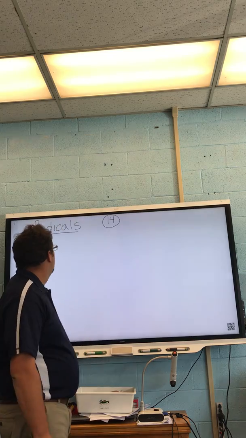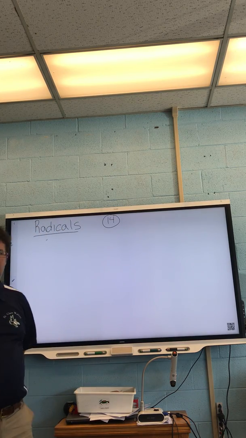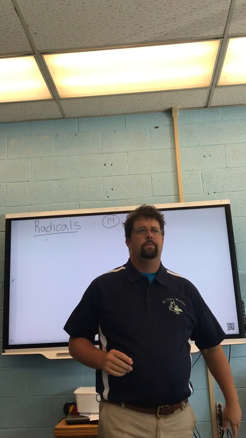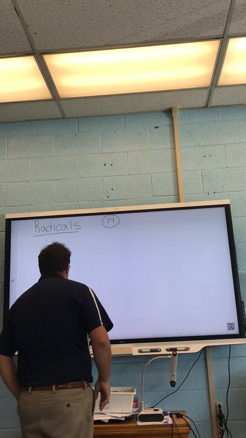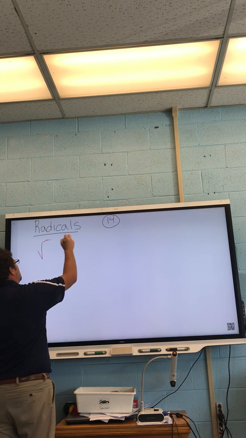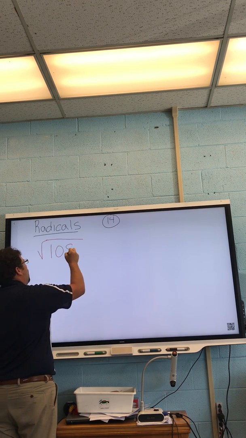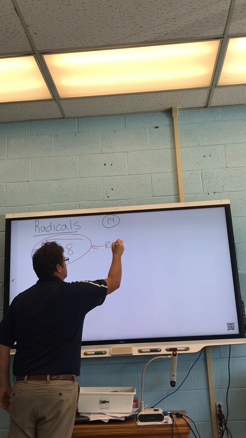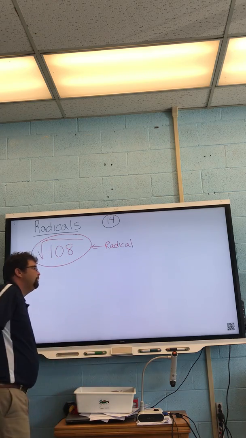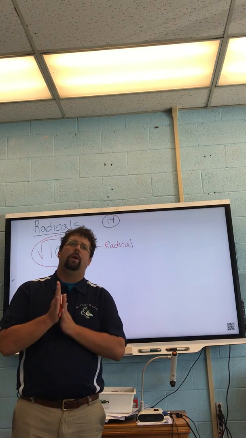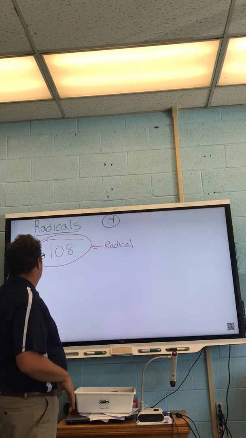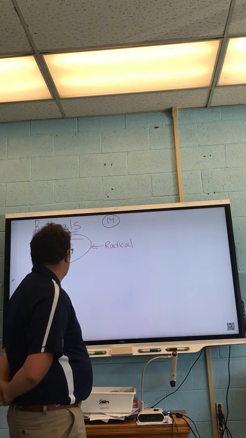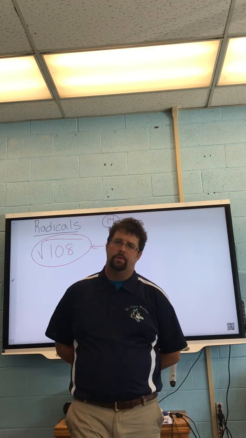So here we go. First thing we're going to do is look at our radicals, okay? We're going to learn how to simplify radical numbers. So the first thing is, let's look at what a radical is. This whole thing is a radical, okay? If we're talking about radical numbers, we're talking about numbers that have the check mark, which we call a square root, and a number, okay? Those are called radical numbers.